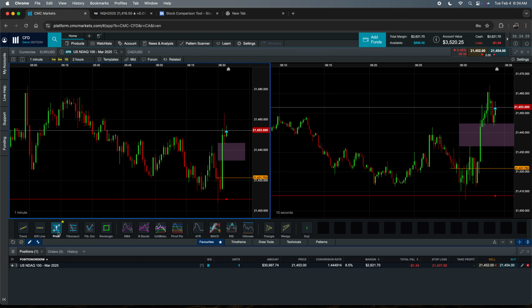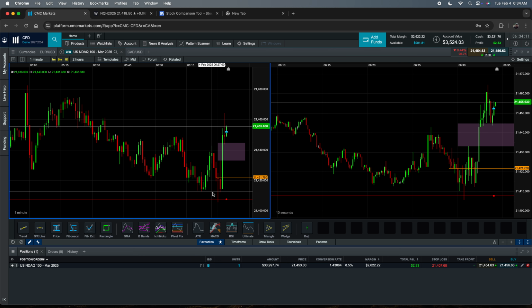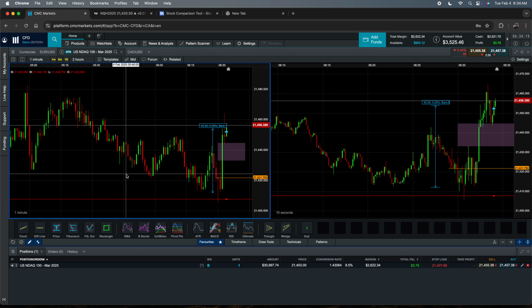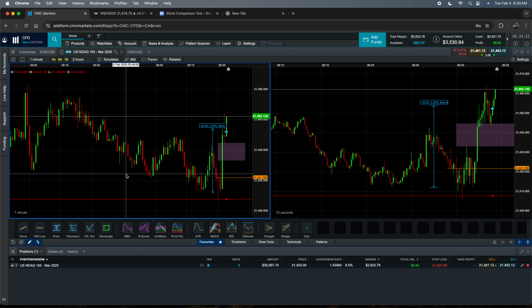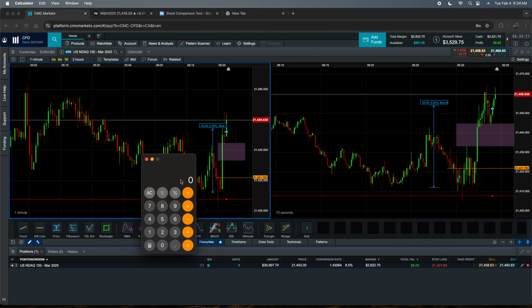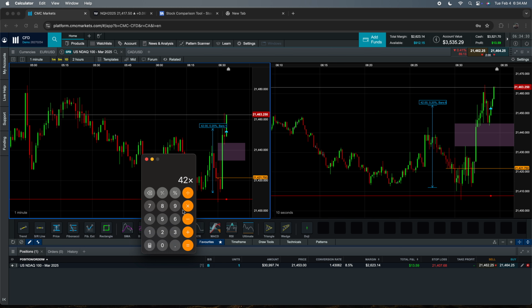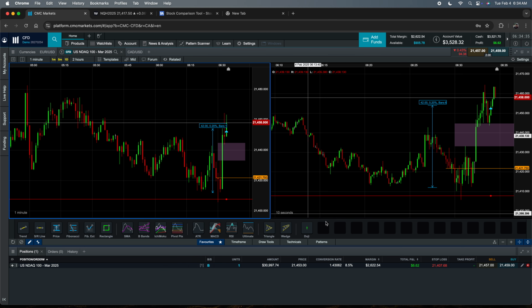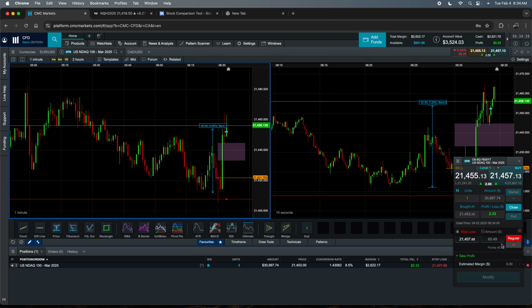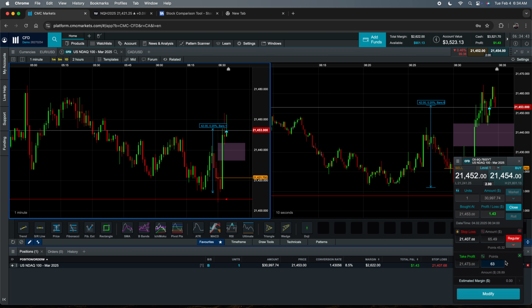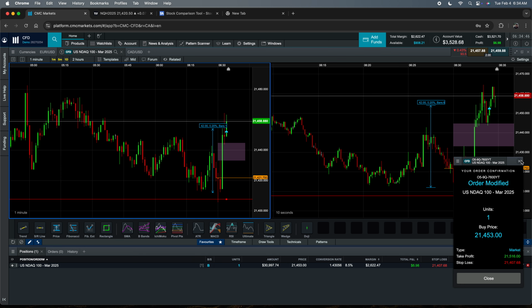And now I'm going to measure this range between this and here. I got 42 points. 42 times 1.5 equals 63. We can now put our take profit in for 63 points. Modify. Cool.